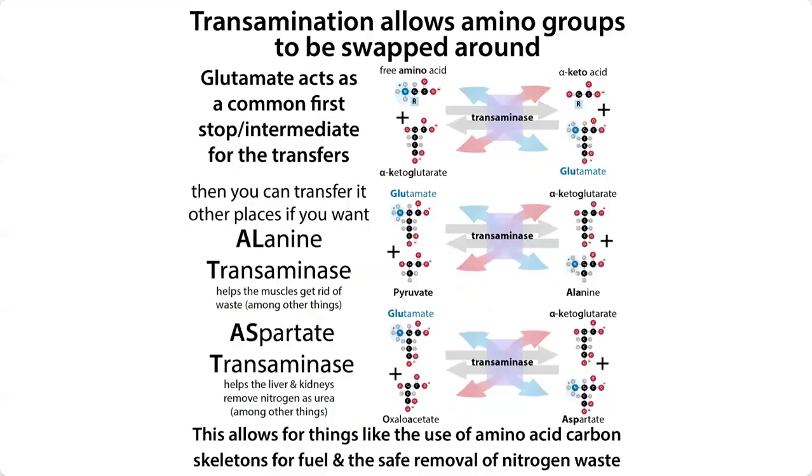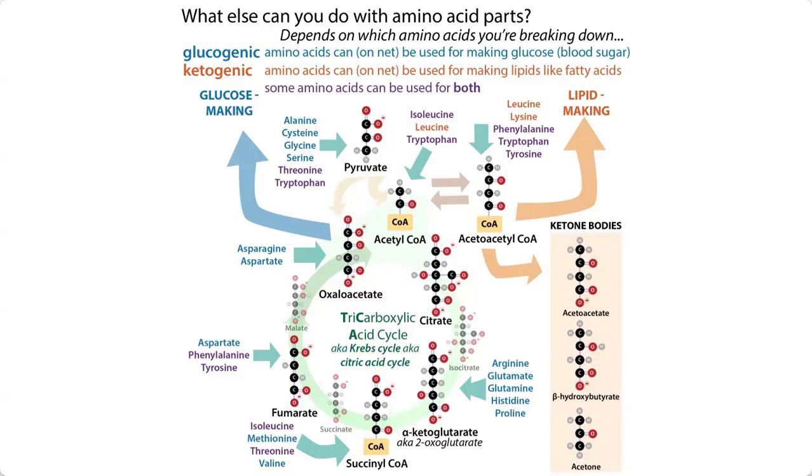Rather than just removing the amino group, we'll see that we typically take the amino group and put it onto alpha ketoglutarate to give us glutamate. And then that glutamate is often what we have feeding into our citric acid cycle. We'll talk a lot more about this when we talk about amino acid metabolism.